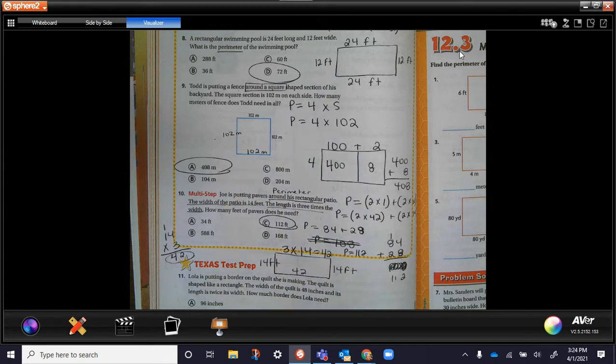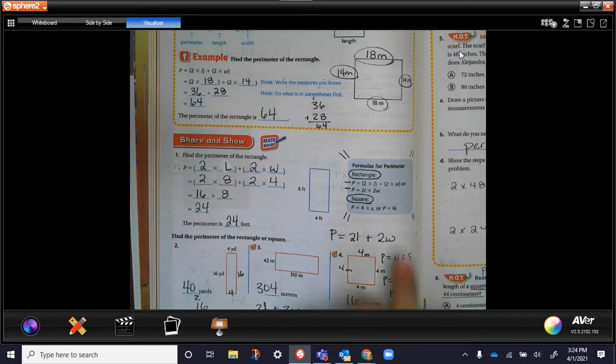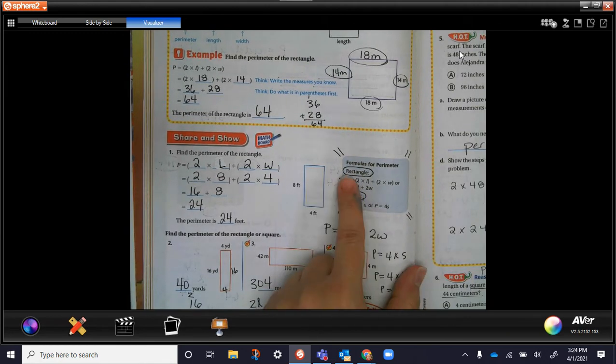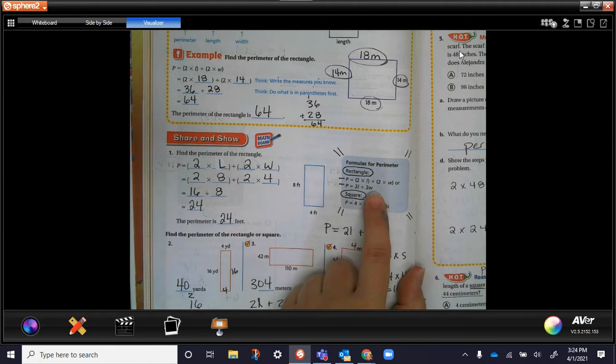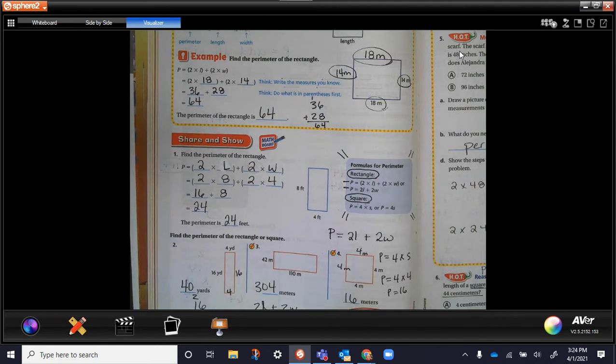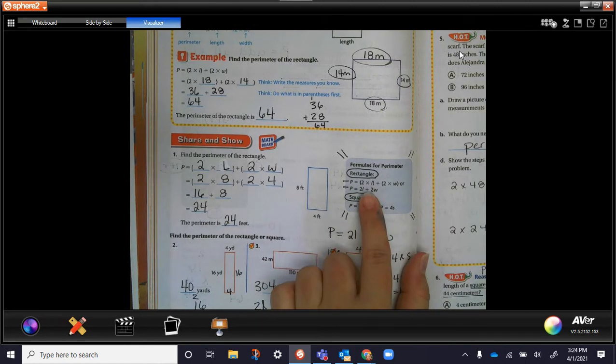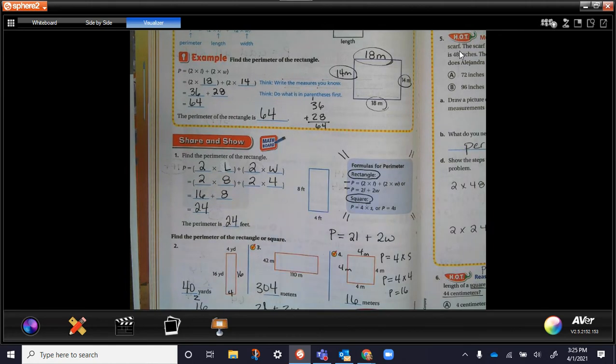Remember that formula comes straight from this page here. If you have a rectangular shape, you need to look right under here, and if you have a square, you need to reference this formula. Think of a formula like a recipe if you're making a cake or cooking something. The recipe tells you the directions of what to do. Same thing here. The formula tells you what to do. You just have to plug the things in.